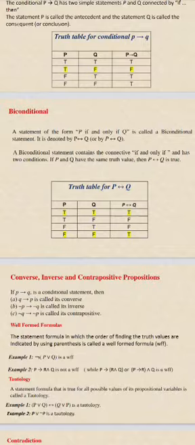Next one is the biconditional statement. For any two statements P and Q, the biconditional statement has the form P if and only if Q. It is denoted by the double-sided arrow: P if and only if Q.